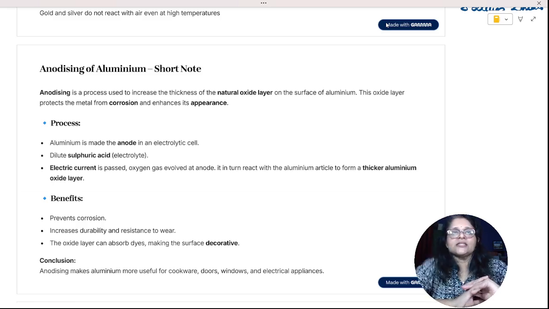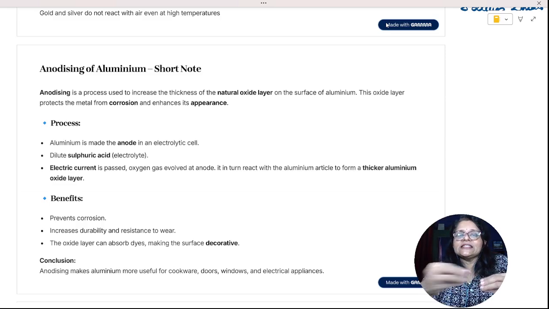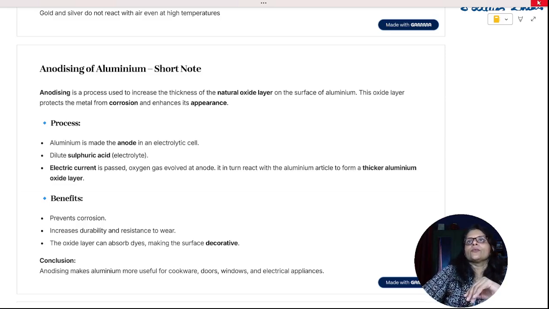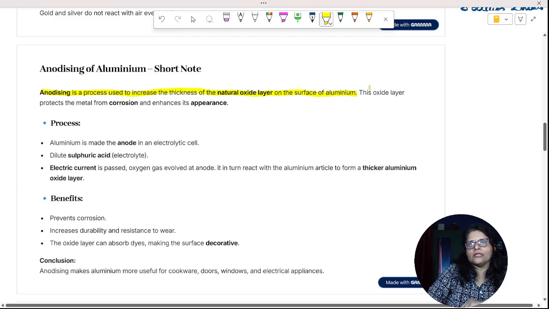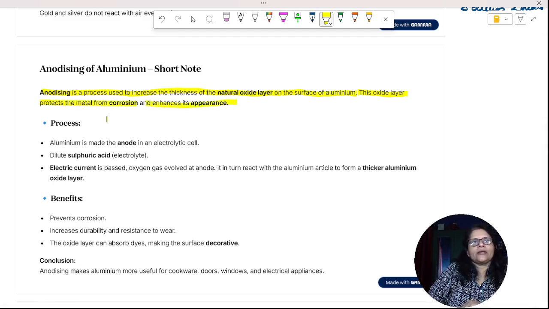Anodizing is a process used to increase the thickness of the natural oxide layer on the surface of aluminium, so that we can protect the metal. This oxide layer protects the metal from corrosion and enhances its appearance.